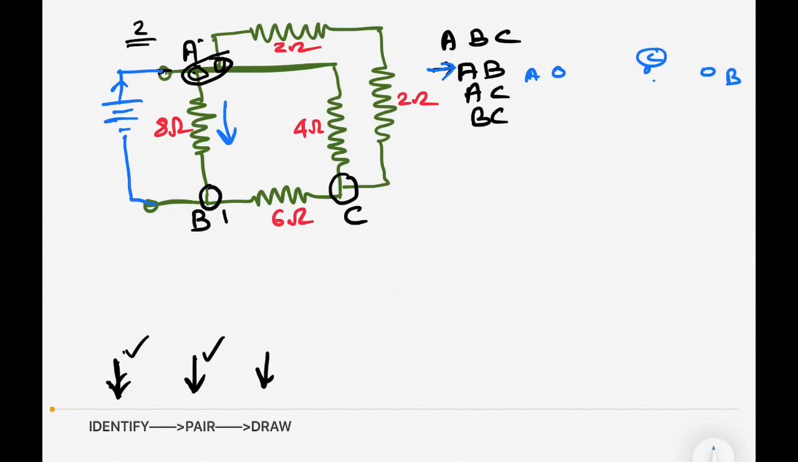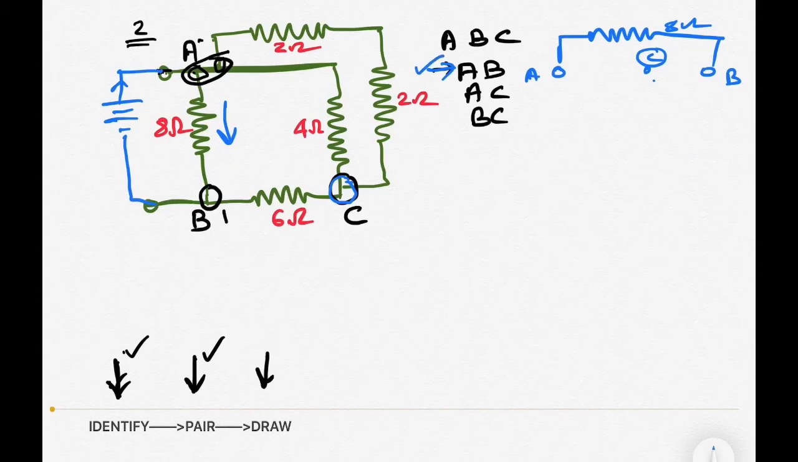The remaining two paths are crossing this junction C, so we don't want to use those paths. Okay, so here I put the 8 ohm resistor in between A and B. So 8 ohm. Now we're done with the AB.